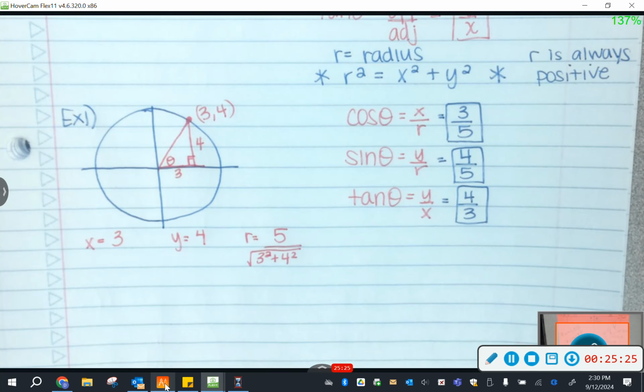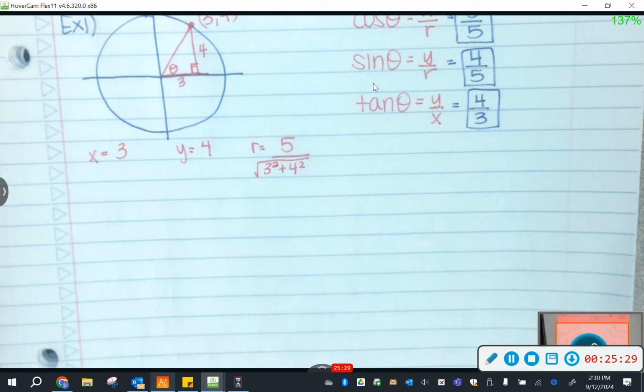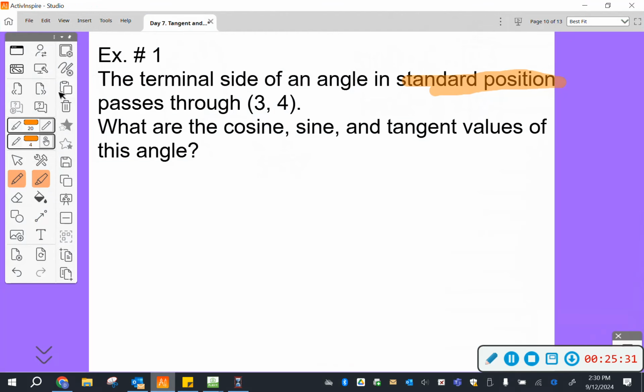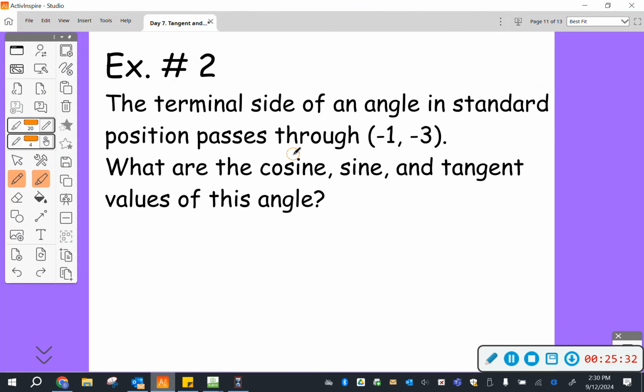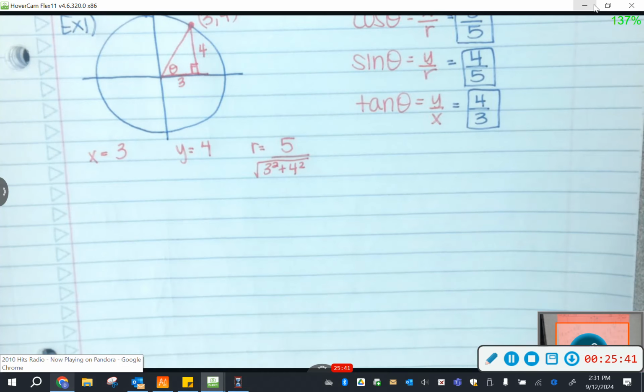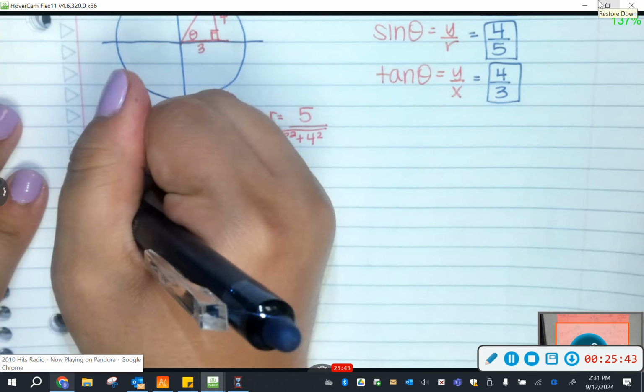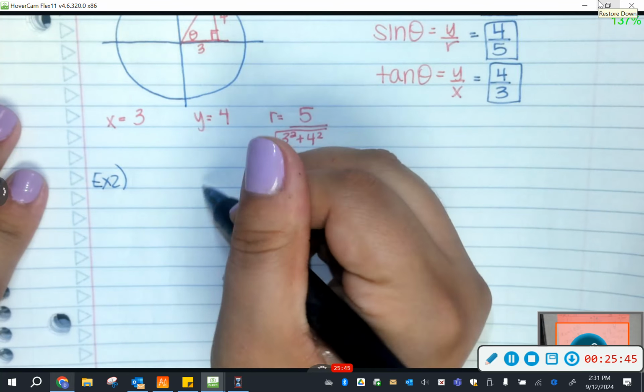Okay, is it always going to be that easy? No, the next one we're going to do, it's not going to be that hard, but it's a little bit more difficult. It says the terminal side of an angle in standard position passes through -1, -3. So again, example 2, this is our last example today.